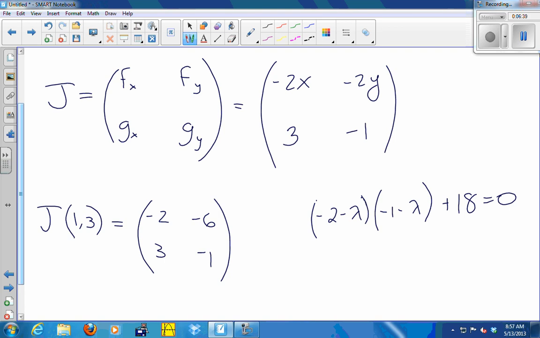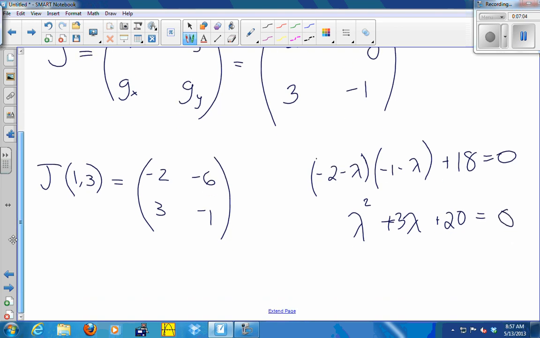So this says 2 plus 18, that gives me plus 20. And then I have minus 2 lambda plus lambda is minus lambda. And then lambda squared. Yep, it should be. Thank you. Yeah, so that's 2 lambda plus lambda is 3 lambda equals 0. And that, does that factor?